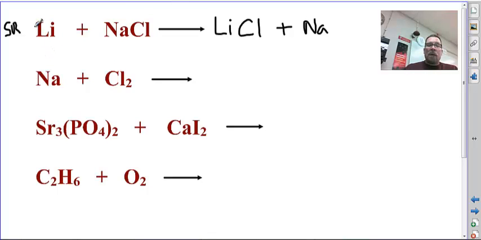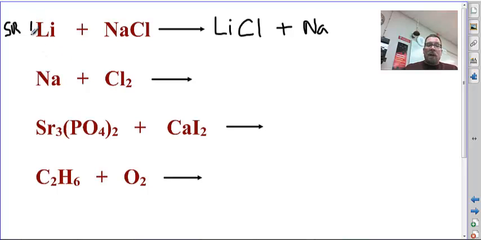Well, here I have 1 lithium, here I have 1 lithium. That is balanced. Here I have 1 sodium, here I have 1 sodium. That is balanced. Here I have 1 chlorine, here I have 1 chlorine. So that equation is actually balanced.